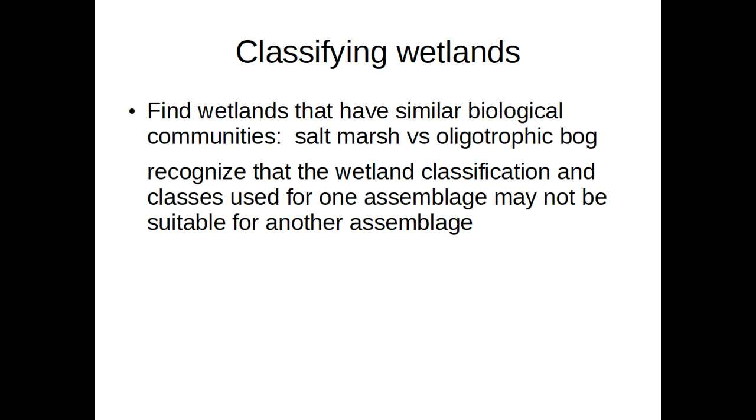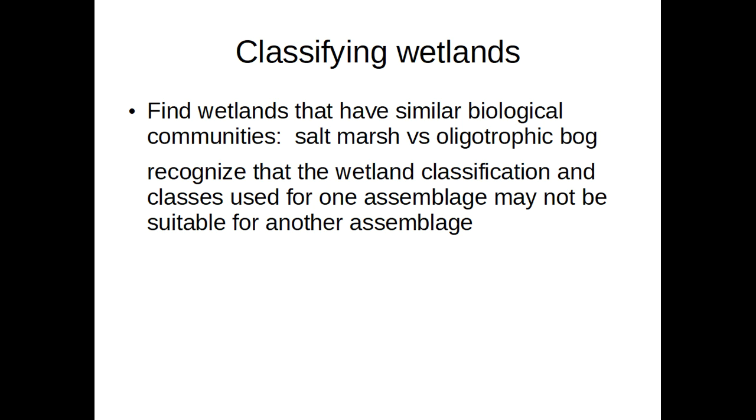For the purposes of developing bioassessment methods, the goal is to establish classes of wetlands that have similar biological communities that respond similarly to human disturbances. Recognize that the wetland classification and classes used for one assemblage may not be suitable for another assemblage. For example, wetland classes developed to obtain biologically similar macroinvertebrate communities may not work when applied to another assemblage such as plants. Always test existing wetland classes to ensure they are biologically meaningful to identify the effects of human disturbances on the selected assemblage.